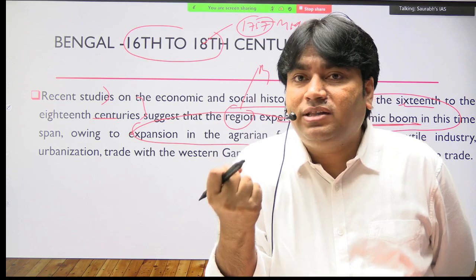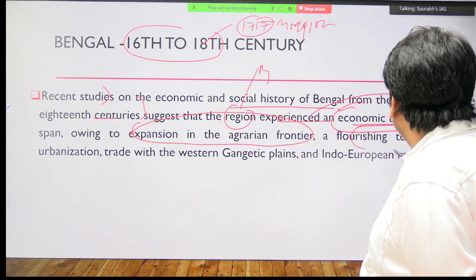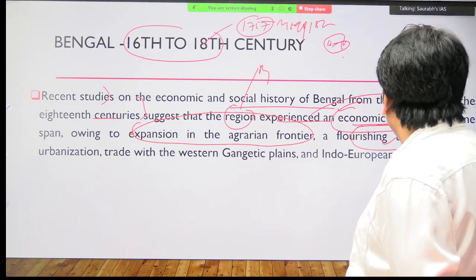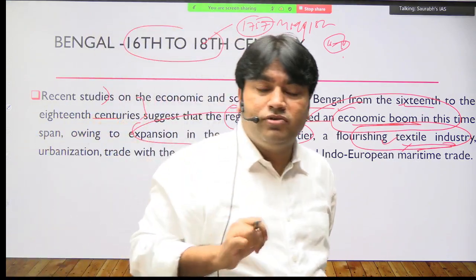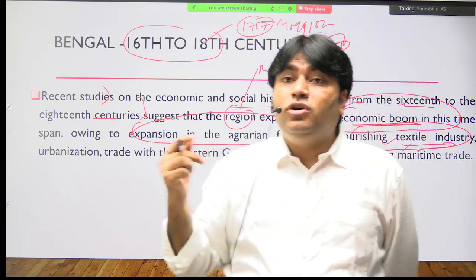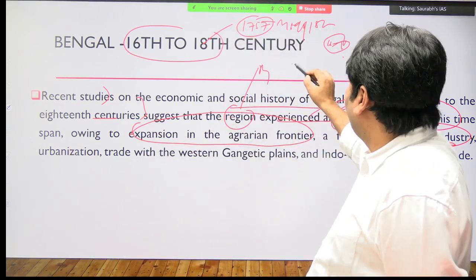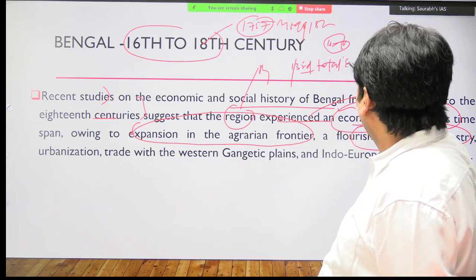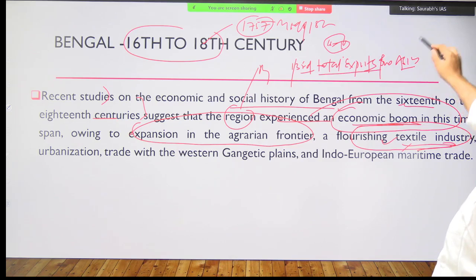And that was the pillar of our economy, agriculture, even today, that is the primary sector. Okay, a flourishing textile industry. It means between the 16th to 18th century, Bengal was an important center for what? Textile industry also. And there is an important fact, you can also find this in the NCERT book, that out of the total exports of Asia, one third of the total exports from Asia was contributed alone from the Bengal region.